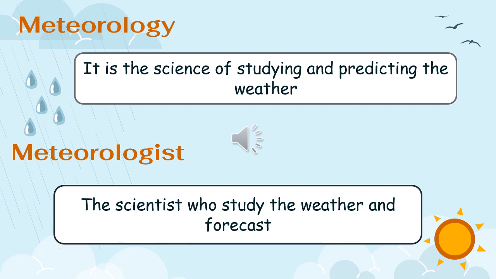We have a branch of science which is responsible for predicting the weather. This branch is called meteorology. Repeat after me, meteorology. And the scientists who study the weather and predict the weather are called meteorologists. Repeat after me, meteorologist.